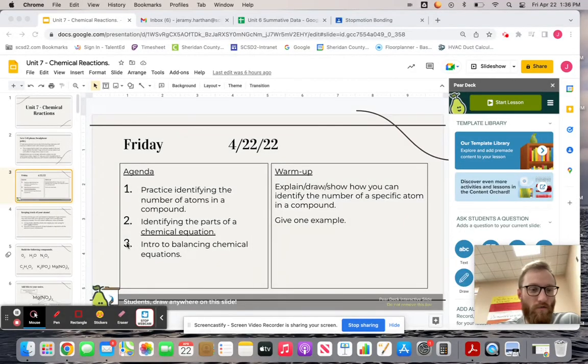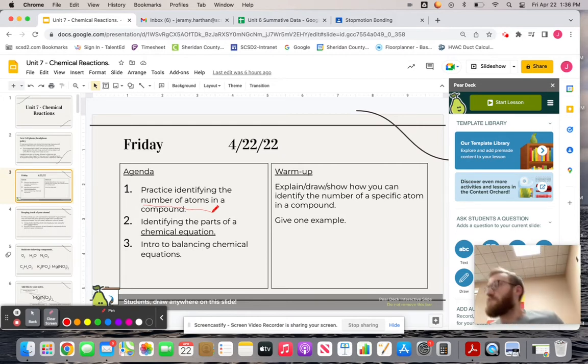Okay, guys. So for today, our goal is to be able to identify the number of atoms in a certain compound. Any compound that we're given, we should be able to say, okay, this has this many oxygen, this many hydrogen, this many carbon, whatever it is. And then we're going to take some notes on chemical equations, because this unit's all about chemical reactions, and for any chemical reaction we can have a chemical equation.